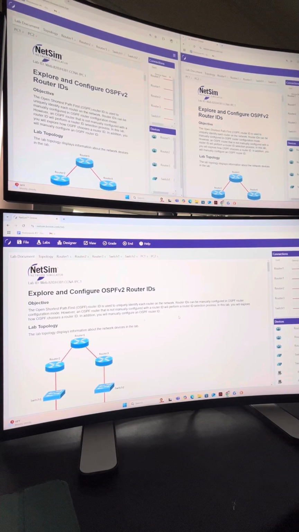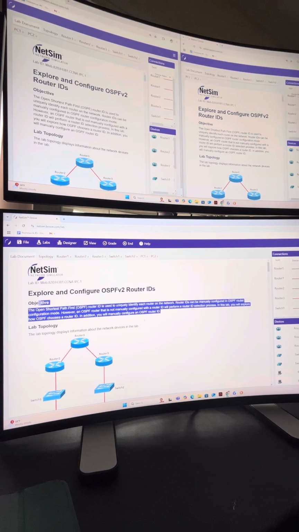I am Benjamin Williams and today we're going to be doing another lab within Boson NetSim. Today's lab is going to be on exploring and configuring OSPFv2 router IDs. So let's go ahead and read our objective.